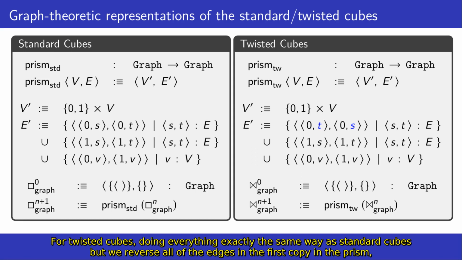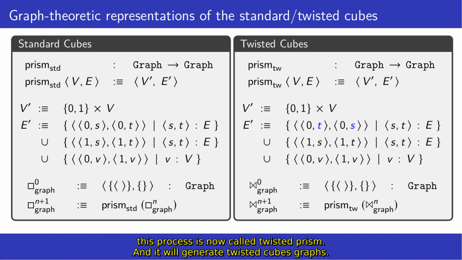times. For twisted cubes, we do everything exactly the same way as the standard cube, but we reverse all of the edges in the first copy in the prism. This process is called the twisted prism, and it will generate a twisted cube graph.